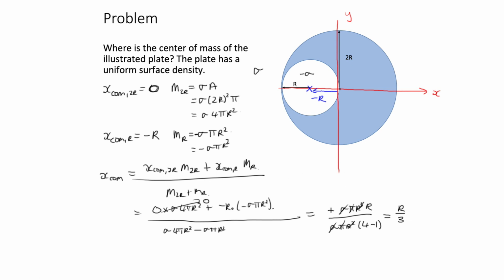So that tells me that my center of mass is going to be at r over 3, which is about here. Let's just make sure that that makes sense. We would expect the center of mass to be on this side, as this side has less mass because it's got this little disc cut out. So we can write that the center of mass of the illustrated plate is r over 3 i plus 0 j.